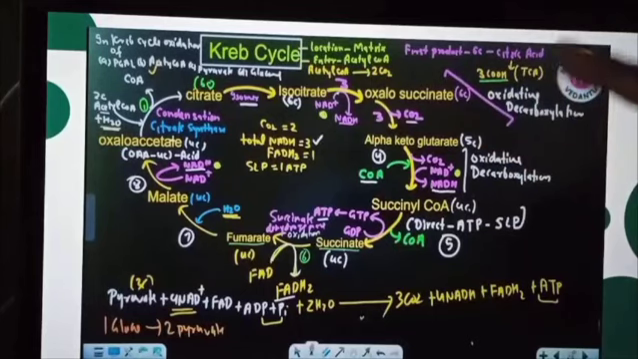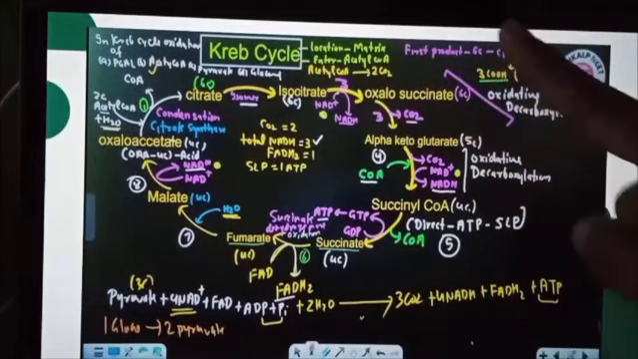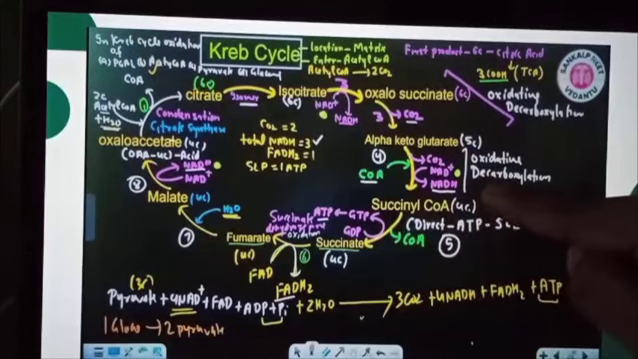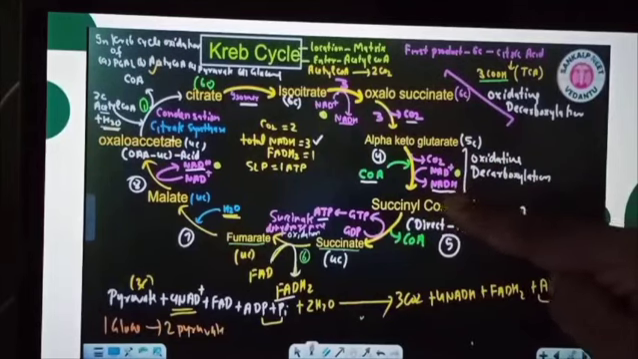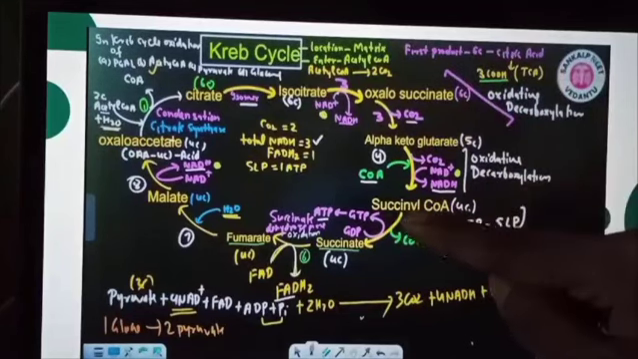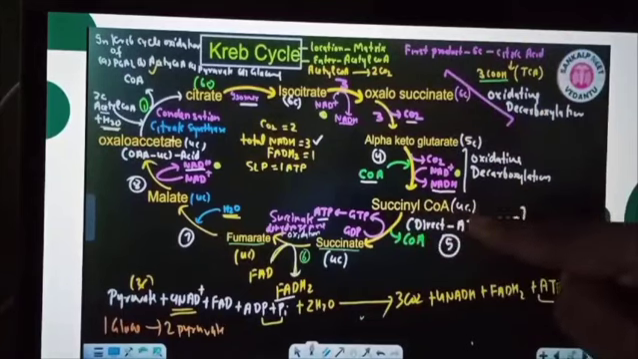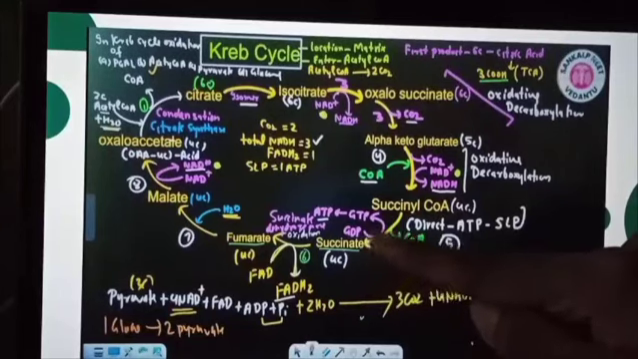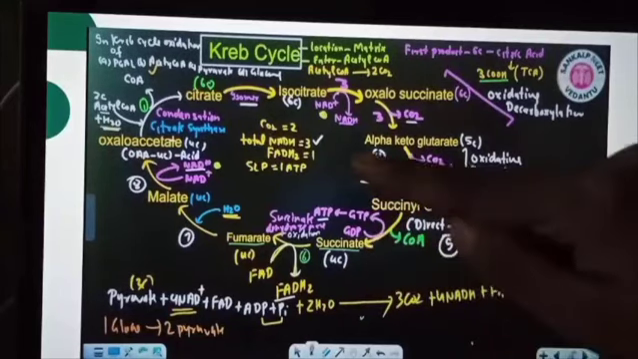After the formation of alpha ketoglutarate, it is converted into succinyl CoA with the removal of one CO2 and the formation of one NADH. This step is called oxidative decarboxylation. Now succinyl CoA, which is of 4 carbon, is converted into succinate, which is again of 4 carbon, and here one GTP formation takes place.